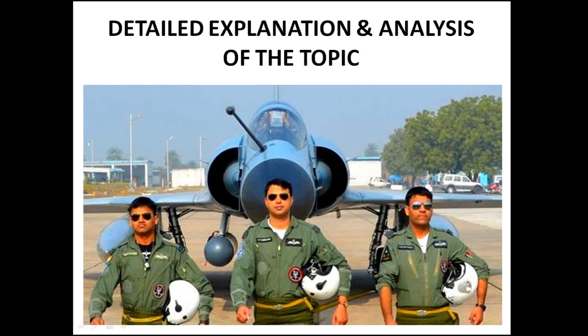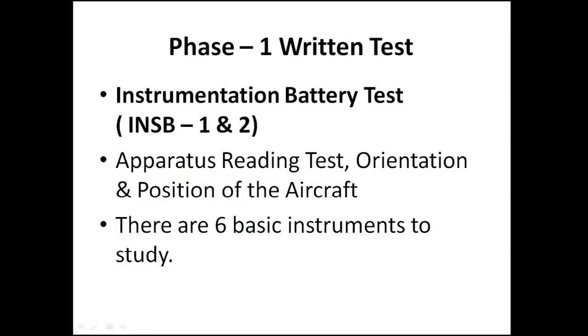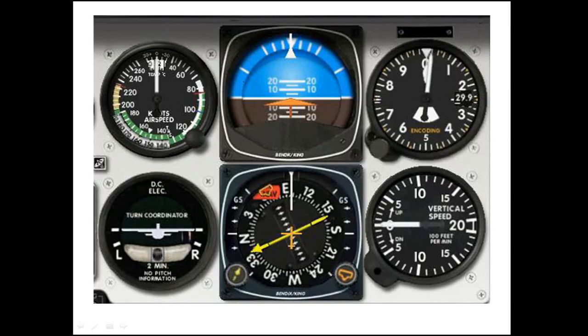Now, detailed explanation and analysis of all the topics. Phase 1, written test. Instrumentation battery test, INSB 1 and 2. It includes the apparatus reading test and orientation and position of the aircraft. There are 6 basic instruments to study. Whenever you see the cockpit of an aircraft or airplane, you will find these 6 basic instruments.